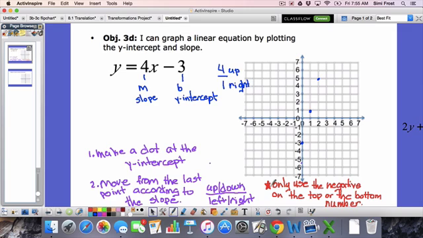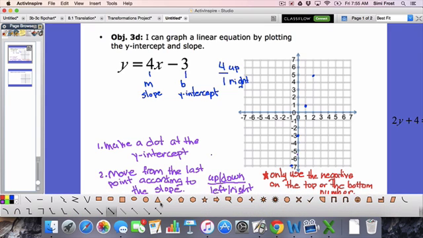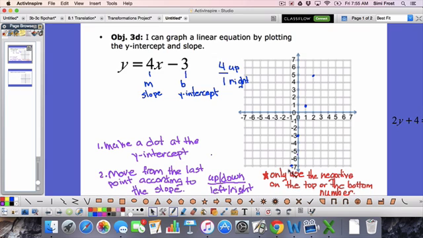And then if I just wanted to finish it this way, I'm just going to do the opposite. Down 1, 2, 3, 4, and over to the left. If any of your points don't fall on a line, then you know you must have counted something wrong. So let me draw in my line here. Remember, it should be nice and long with arrows at both ends. There we go.